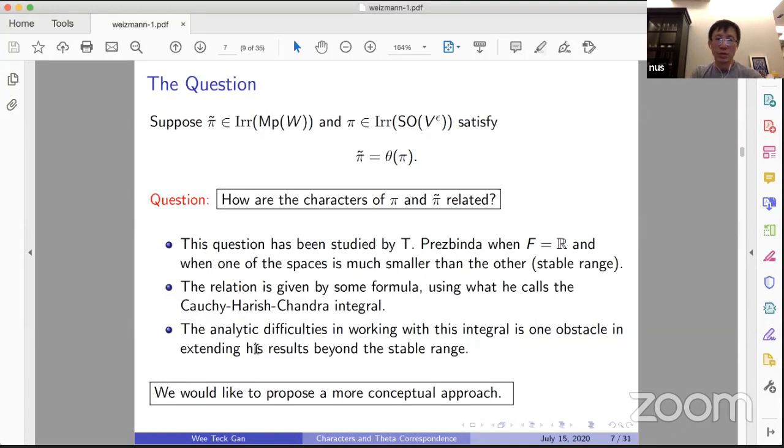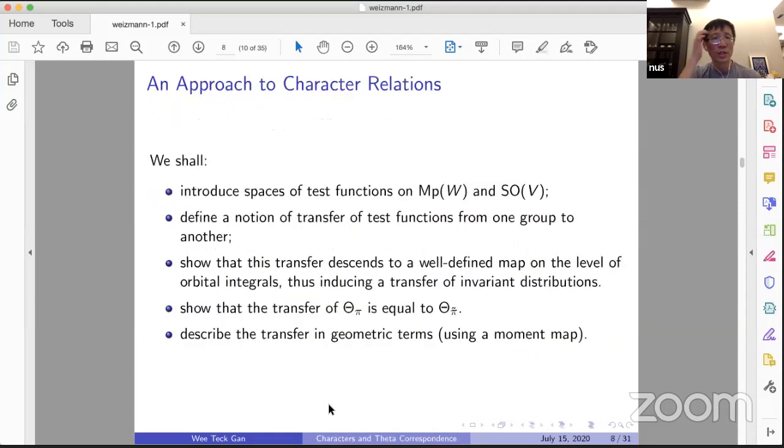So what I want to do today is to try to think about this question from a more conceptual approach, in other words, one that is not so much based on formulas. So that's what I would do. What do I mean by a more conceptual approach? Here's what we are going to do.